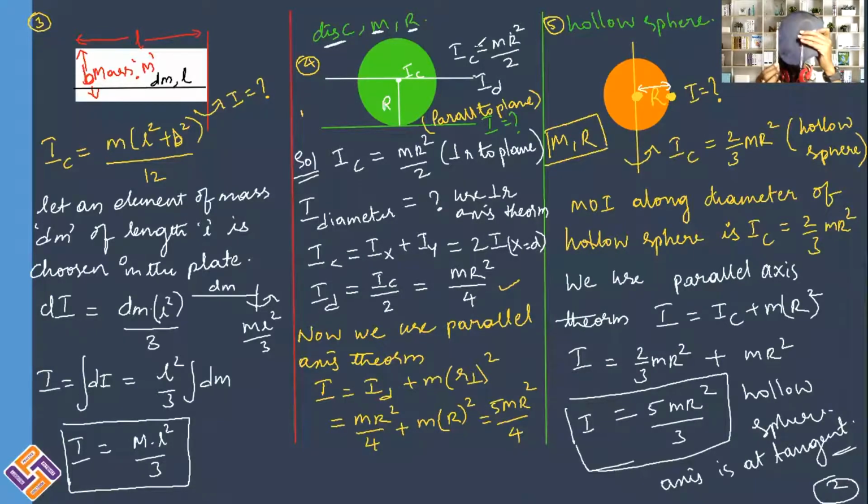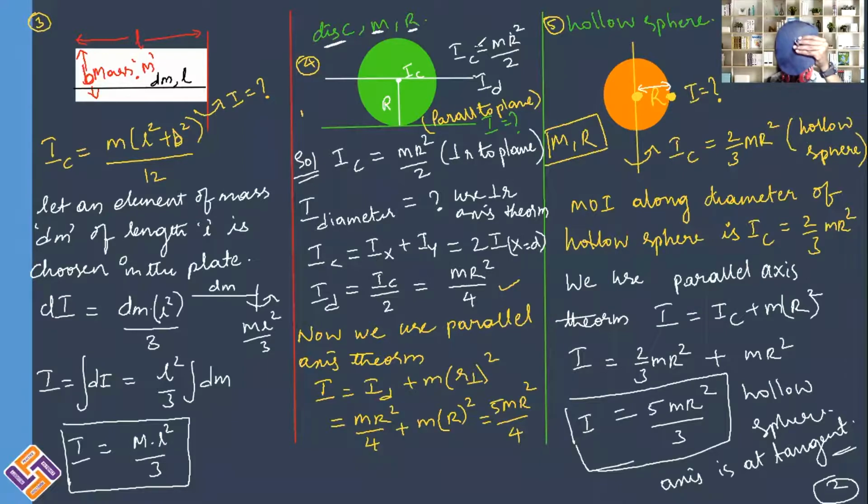If you are able to find out moment of inertia with respect to this axis, you can calculate this using the parallel axis theorem. Okay, you can use parallel axis theorem and we can find out moment of inertia with respect to this axis. For that, first I should calculate moment of inertia with respect to this axis. In order to calculate that, I'll use the perpendicular axis theorem, because we know moment of inertia with respect to the axis perpendicular to the plane.